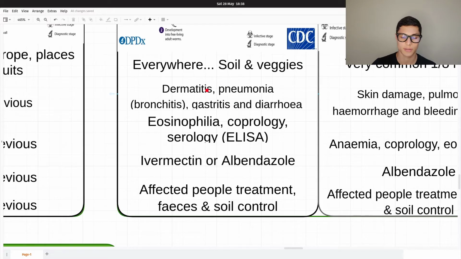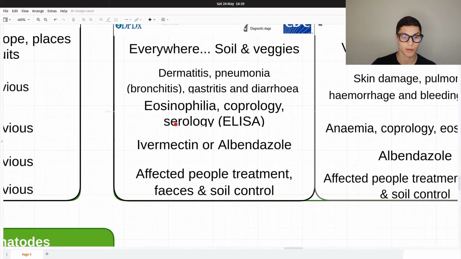It causes dermatitis, of course, because it penetrates the skin, and pneumonia, because it can go to the lungs and create also bronchitis. It creates also gastritis and diarrhea, since it attacks the small intestine indeed. Diagnosis is through eosinophilia, coprology, which means analysis of feces, and the serology, ELISA type. The treatment, ivermectin or albendazole, and the prophylaxis, we have to give the treatment to the affected people, and we have to control the feces and the soil.